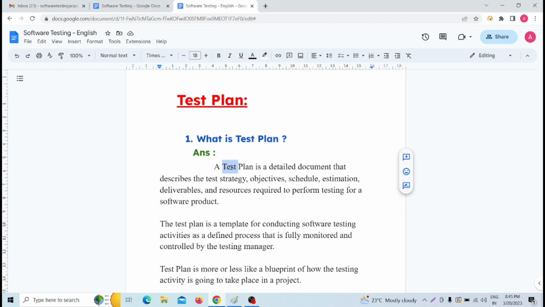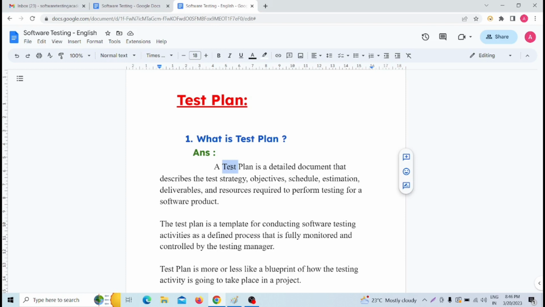So what should be the testing strategy? What are the objectives for the testing, and at what time are we going to schedule the testing? How much time will it take? That is nothing but an estimation. Then what things or modules are we going to deliver? Then how many resources are needed for the testing? Everything we are going to document in such a plan.